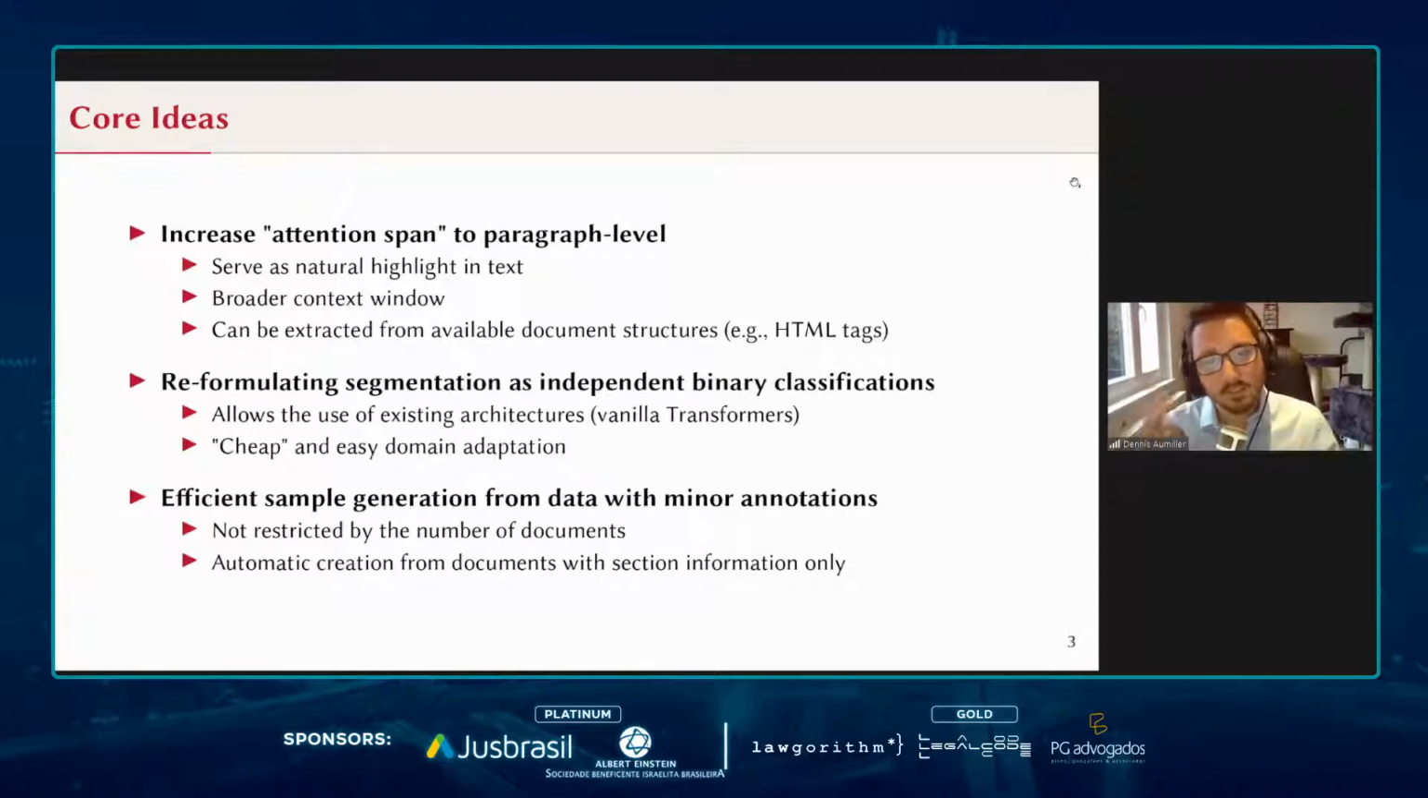We have three main areas that we're going to focus on. The first one is relatively trivial to understand. We're simply moving the attention span of our segmentation model from a sentence level to a paragraph level. This gives us a much more natural transfer of what elements already exist in the text.